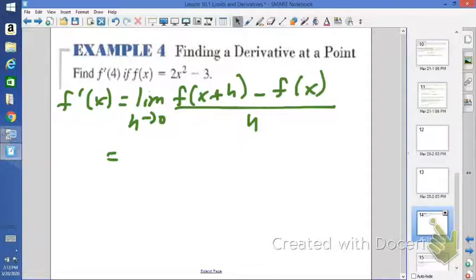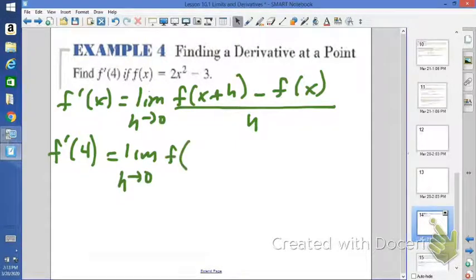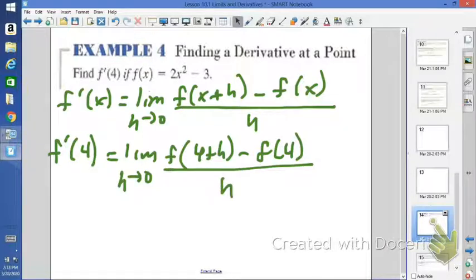So how are we going to handle this? Well, we write down our formula, and then the first thing you want to do is replace x with 4. So you're going to write f prime of 4, and then we're going to say f of 4 plus h minus f of 4 all over h. So that's the first step.